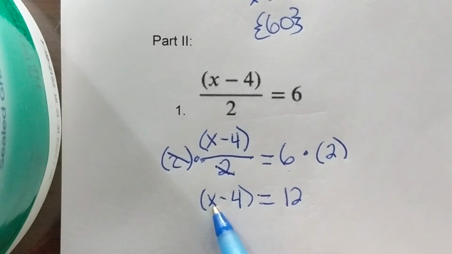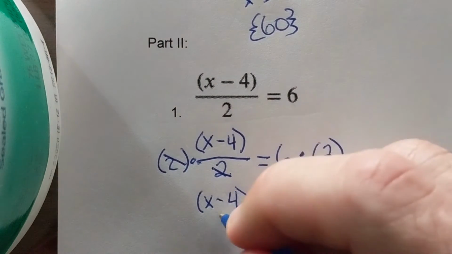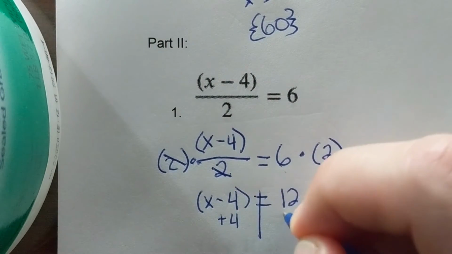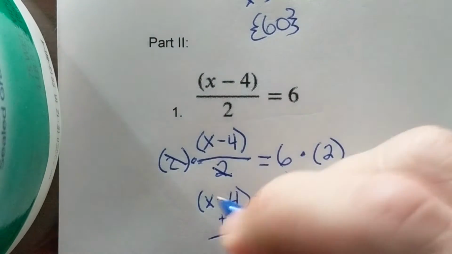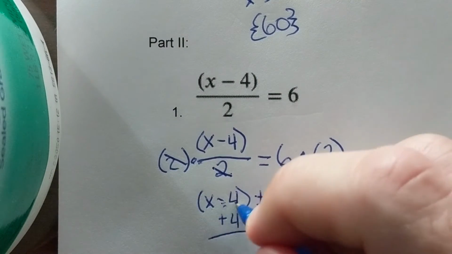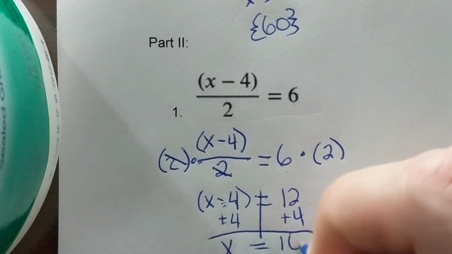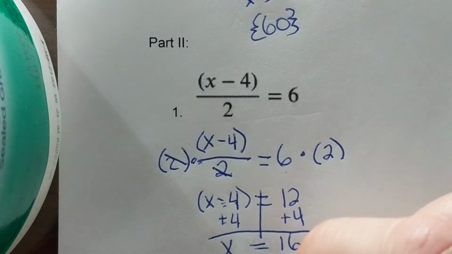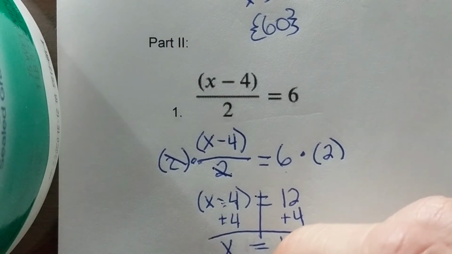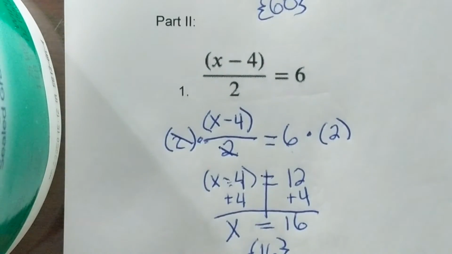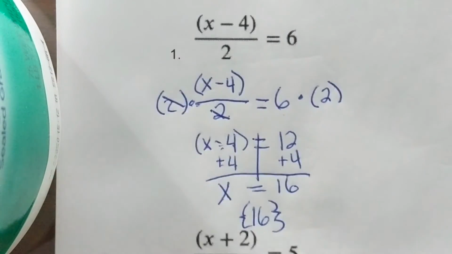So now we just have a one-step equation, x minus 4 equals 12. Now we can add 4 on both sides. And negative 4, or minus 4, plus 4 is 0, so we're just left with x equals 16. So 16 is our final answer here. And again, this is a special case. That's why we did this one.